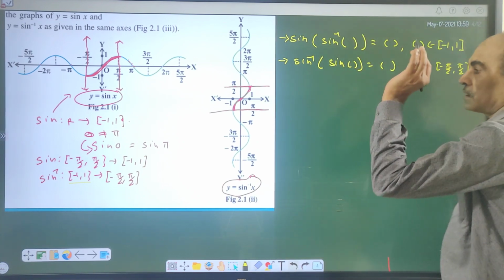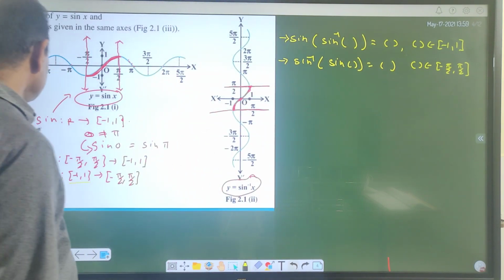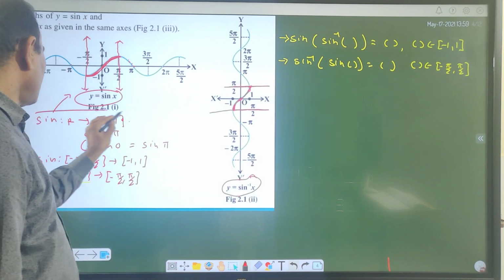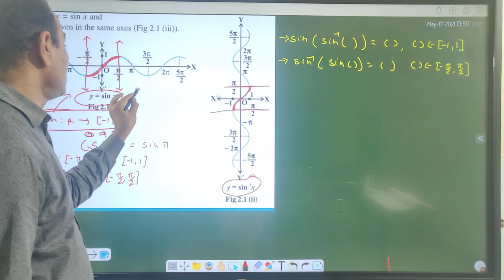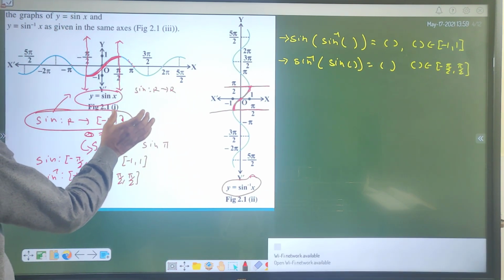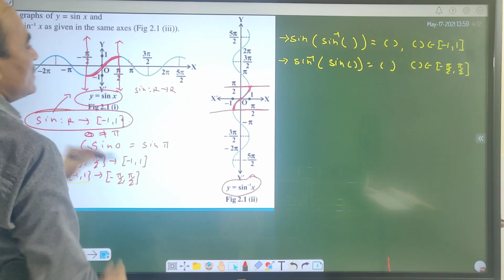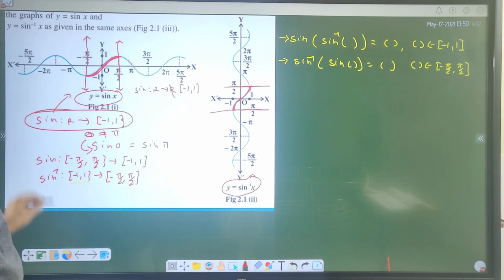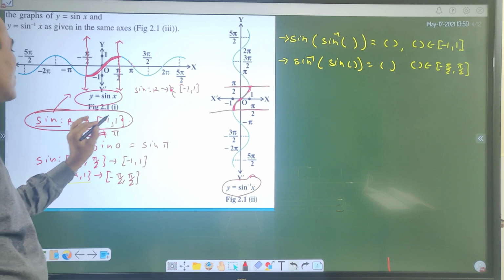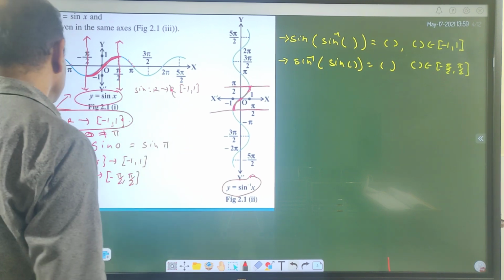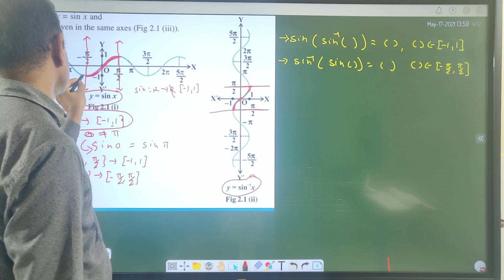Now see, once again, please see here. Sine, in general, is a function from R to R. But we need to restrict, see, the graph of sine lies between minus 1 to 1. So in place of R, we can write the closed interval minus 1 to 1. Clear? So sine from R to the closed interval minus 1 to 1, that function is onto. But that one is not one-one. And for one-oneness, what we need to do? We need to restrict the domain of the sine function.